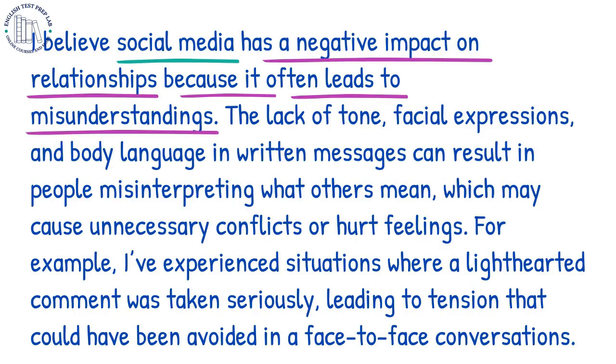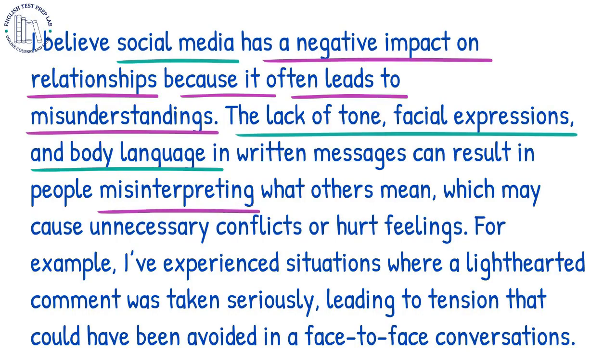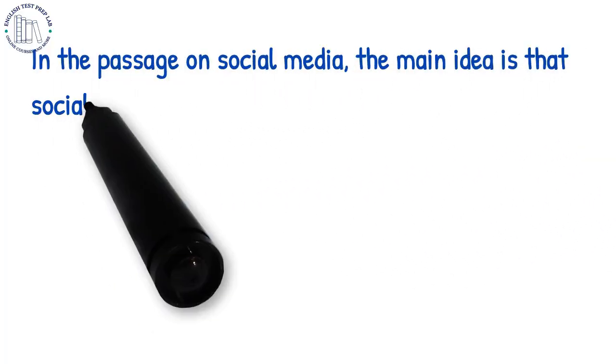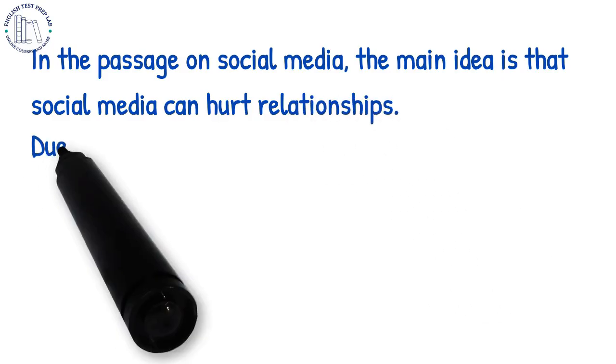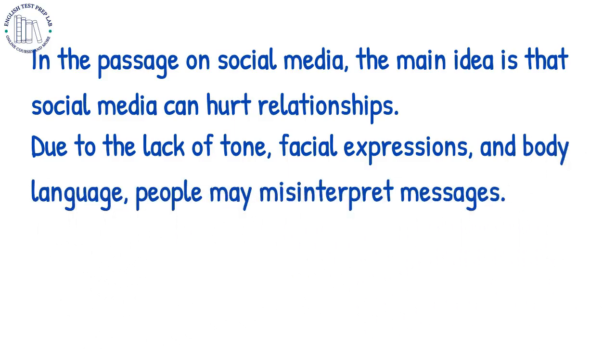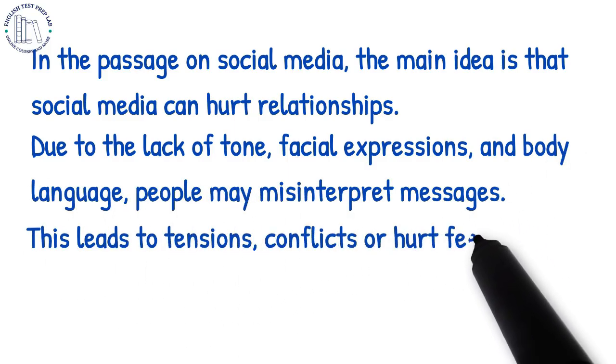The theme in the second sentence, the lack of tone, facial expression, and body language, establishes context. The rhemes, such as misinterpreting, cause conflict, hurt feelings, tension that could have been avoided in face-to-face conversations, expand on the topic, and make it easier to understand what the writer means. Even if you don't read the entire passage and focus mainly on the rhemes, you are still highly likely to grasp its overall meaning. In the passage on social media, the main idea is that social media can hurt relationships. Due to the lack of tone, facial expressions, and body language, people may misinterpret messages. This leads to tensions, conflicts, or hurt feelings.